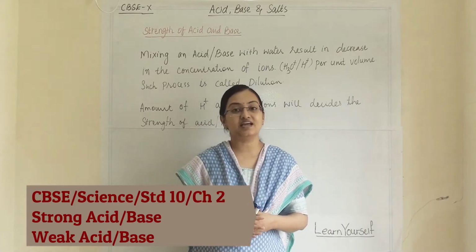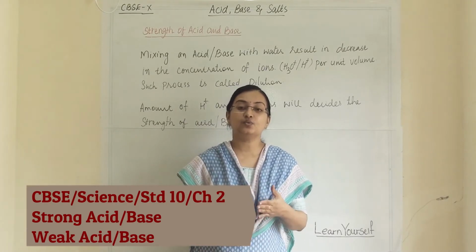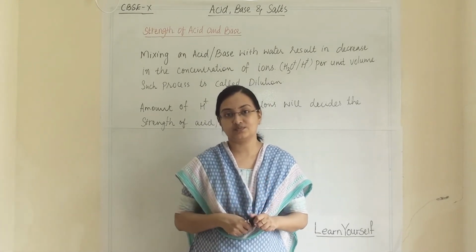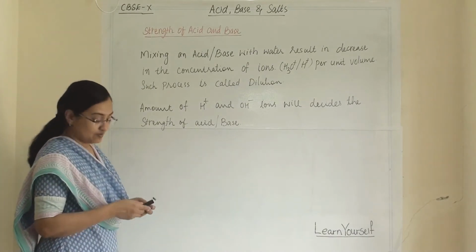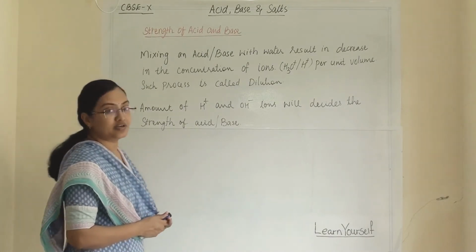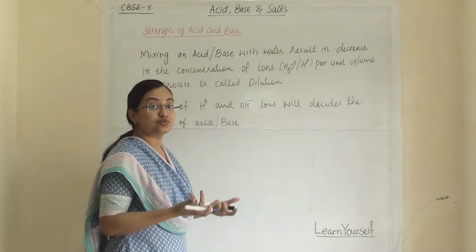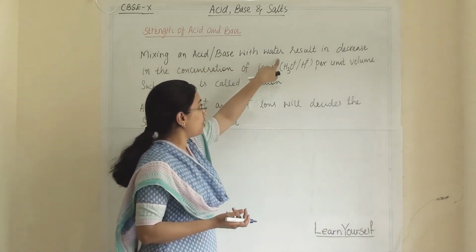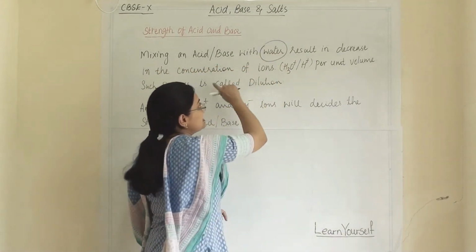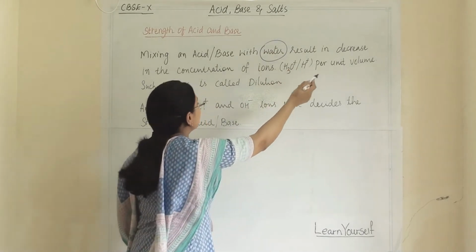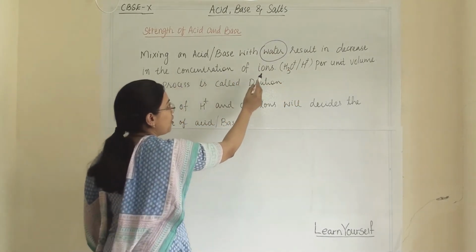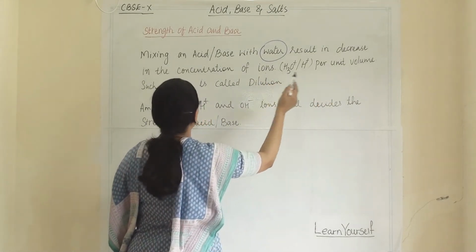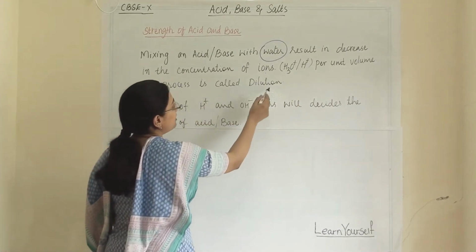Next, the strength of acid and base, which will decide whether this is a strong acid or strong base or a weak acid or weak base. First of all, let us talk about dilution. What is the process of dilution? Mixing an acid or base with water. When we are mixing acid or base with water, it results in a decrease in the concentration of ions, that is H3O plus or H plus per unit volume. Such a process is called dilution.